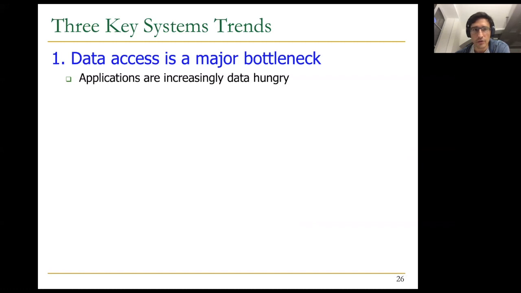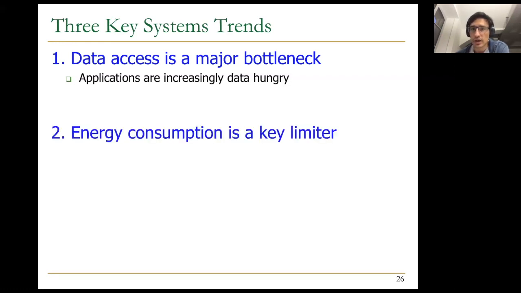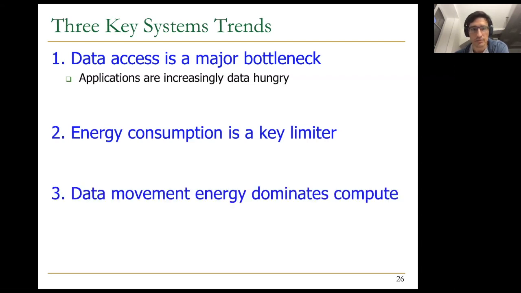So these are three key system trends. First one is data is the major bottleneck, as we were saying, because applications are increasingly data hungry, and this is happening more and more these days with all this big data era. The energy consumption is a key limiter, and this is a huge problem in almost every computing device, no matter if you think about a cell phone or a laptop or a server, energy is always a problem. If it's in a cell phone, for example, it's because it relies on the battery, so you don't have so much autonomy. If it's in a data center or a big supercomputer, it's going to be the huge budget that you need to spend every year in the electricity for that system.